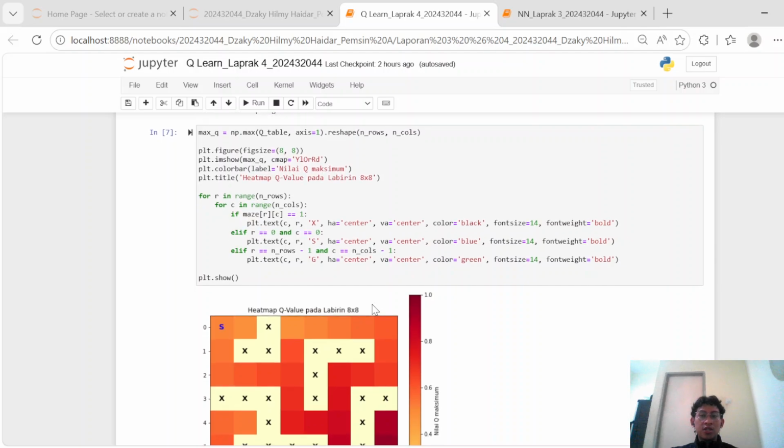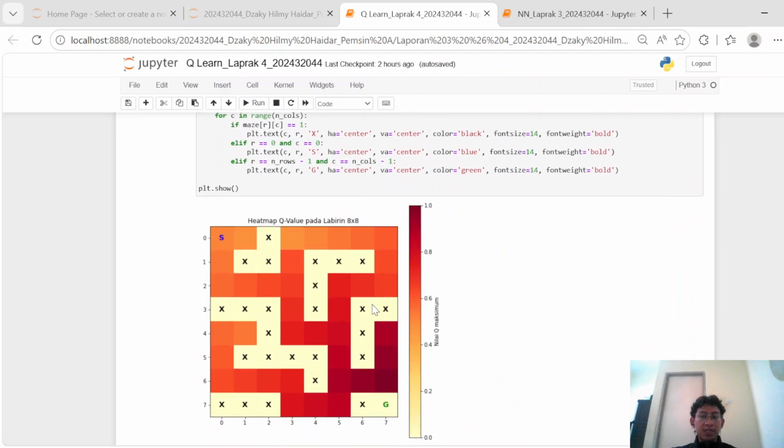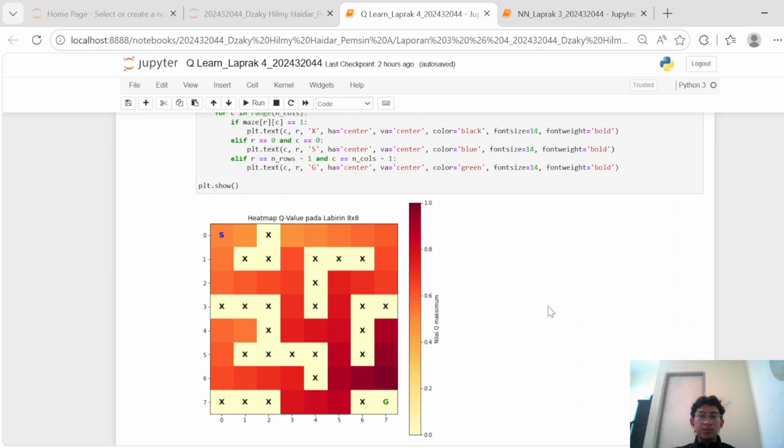Looking at the generated matplotlib heat map, we can observe the gradient of the maximum Q values. The cells closer to the goal state display a much darker, more intense red-orange gradient. This visualizes the propagation of the reward backward through the states. The cells marked with an X represent the walls, and they remain completely blank or zero because the agent's policy learns to entirely avoid transitions into those states.